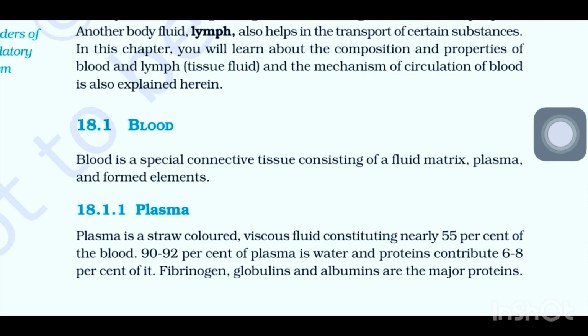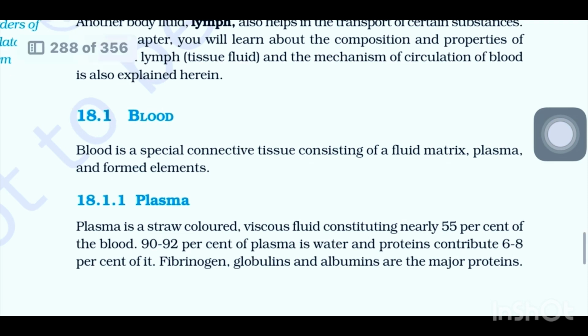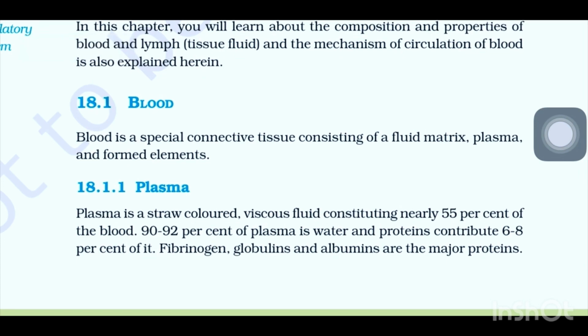Now like we know, connective means it provides attachment between one organ and another organ or tissue. But why do I call blood a specialized connective tissue? It is because apart from providing a connection from one cell to another cell, it also has another function, which is the transportation of various substances. But why do I call it fluid connective tissue?